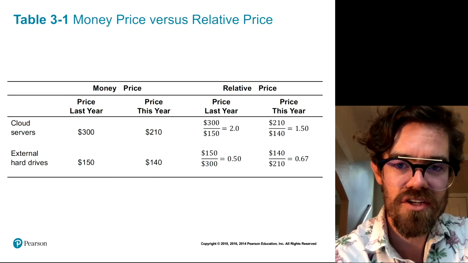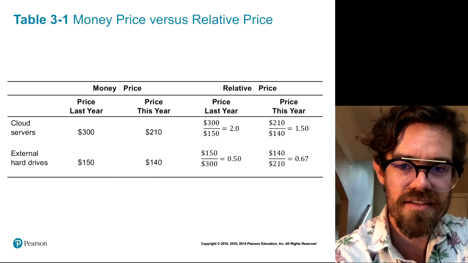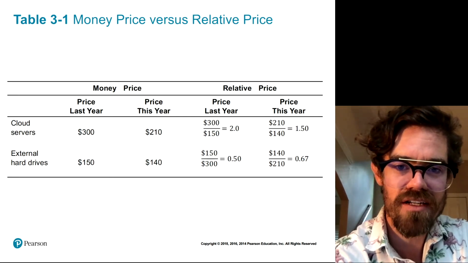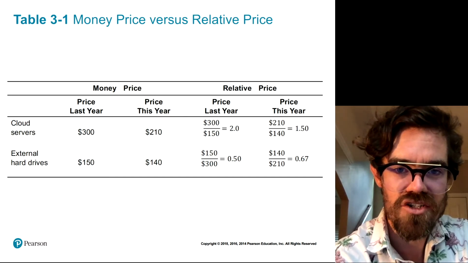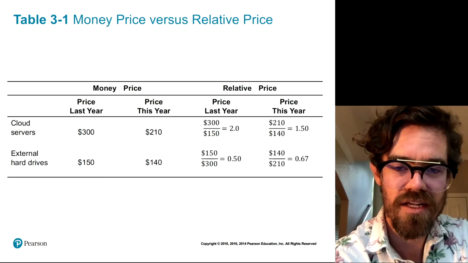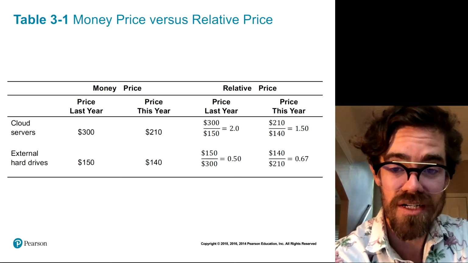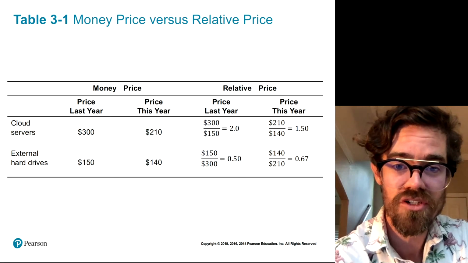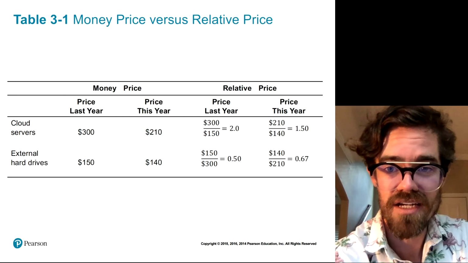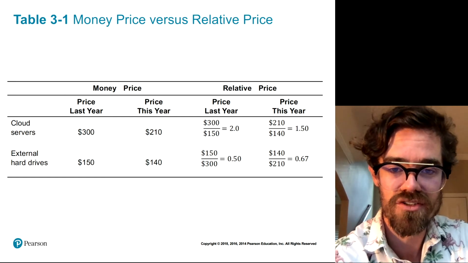Now, the calculation for relative price is on the right-hand side of this table, as you can see. Basically, you just need to ask yourself, if I bought a cloud server last year, how many external hard drives could I have bought with that same amount of money, $300? Well, you could have bought 2 external hard drives. That's the relative price of a cloud server last year: 2 external hard drives. You could have bought 2 external hard drives for the same price as a cloud server last year. So 2 external hard drives is the relative price of 1 cloud server.